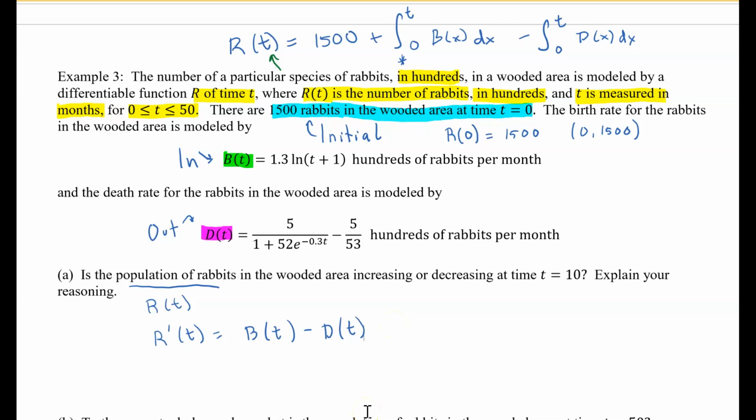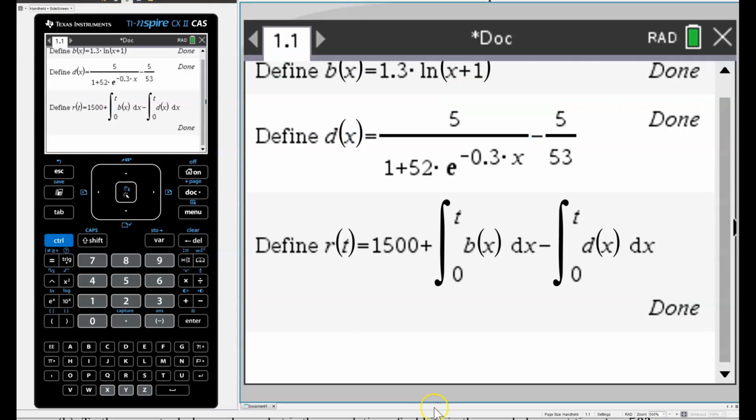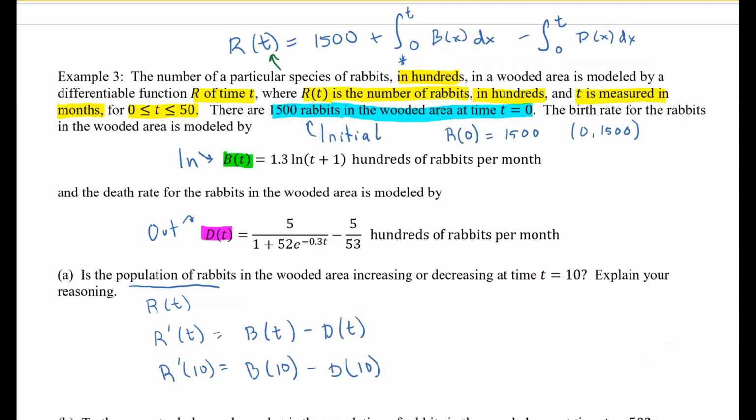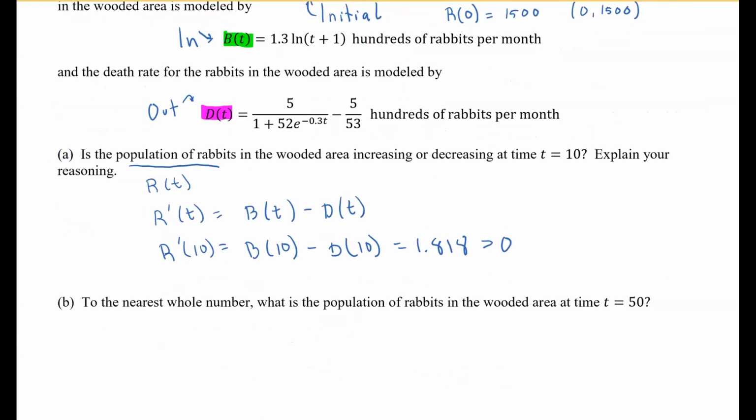So I'm going to evaluate r prime of 10, and this is going to be b of 10 minus d of 10, and I'm going to see, is this an increasing value or a decreasing value? So b of 10, we've already put in the heavy lifting by defining that function, minus d of 10, it's 1.818. Okay, this is greater than 0, so therefore I know that it is increasing.